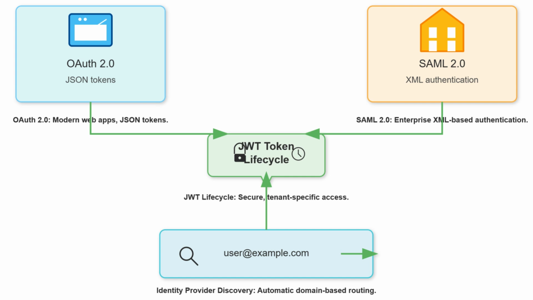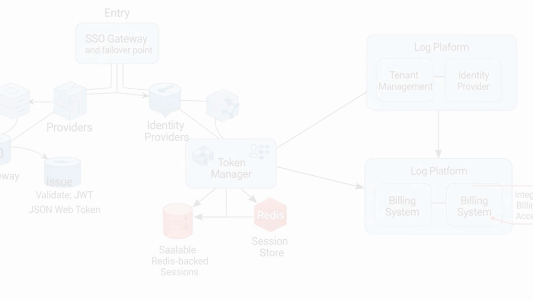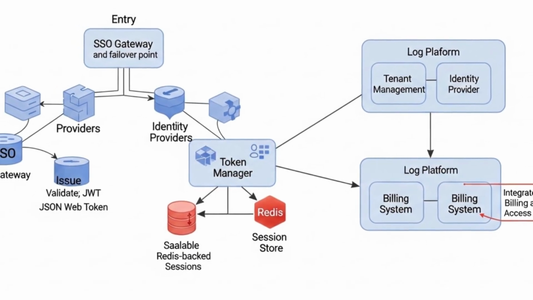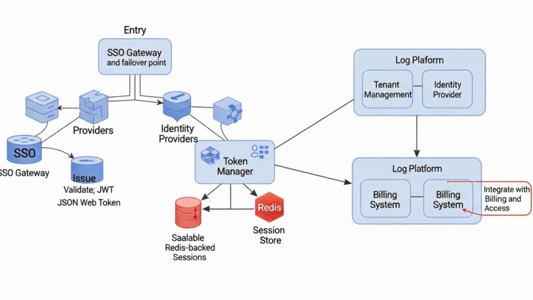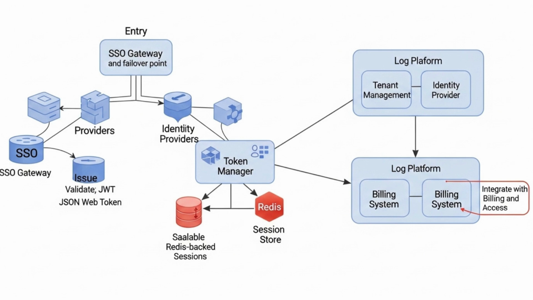Now, let's zoom into the architecture that makes enterprise SSO possible. It's built on a few critical components. At its core is the SSO gateway. This acts as the central entry point for all authentication requests. It intelligently identifies the user's organization, routing them to the appropriate identity provider, whether it's Google OAuth or Okta SAML. It also handles redirects and assertions, often with automatic failover for resilience. Next, we have the token manager. This component is responsible for issuing, validating, and refreshing those crucial JWT tokens we discussed. It ensures tokens contain the correct user permissions and tenant context, integrating with your existing access control mechanisms.